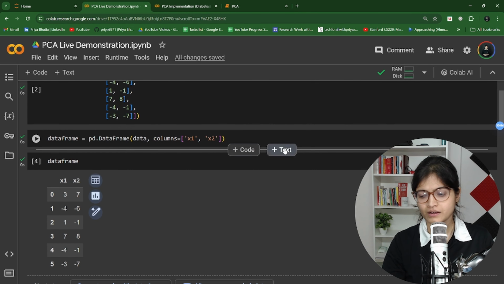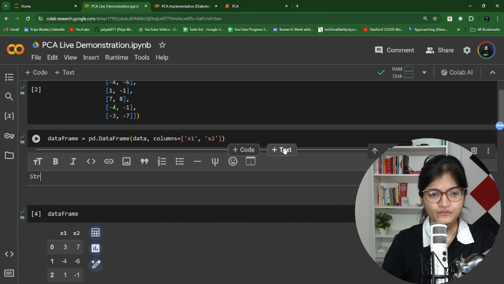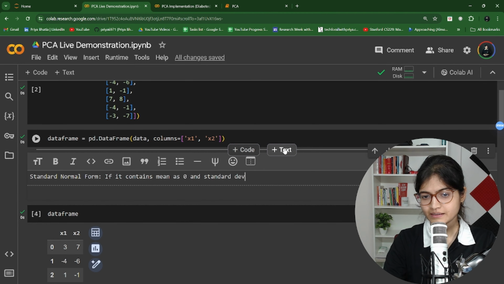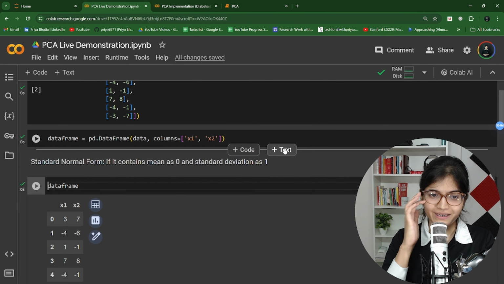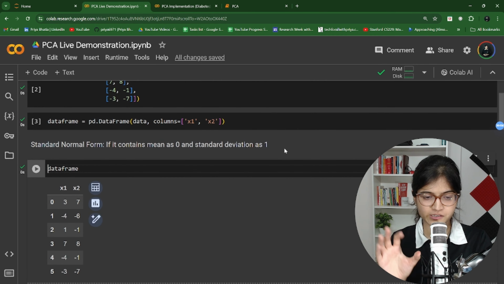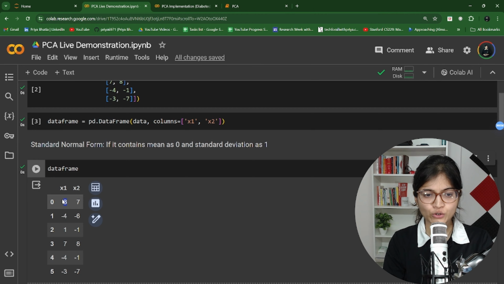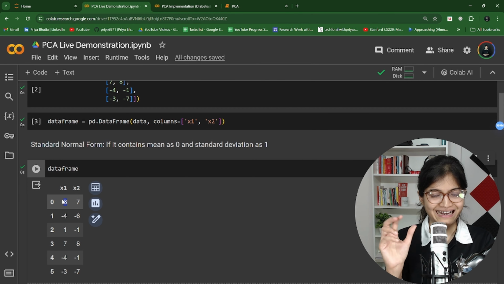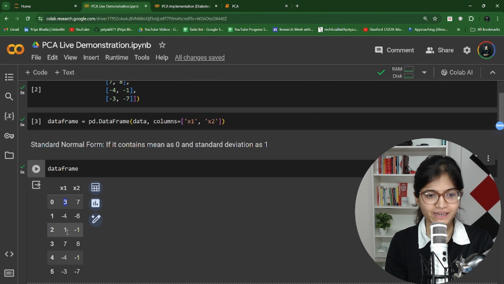You all know, right? Any particular data is in standard normal form if it contains mean as 0 and standard deviation as 1. I hope you all know. Now, it's a very small data, I have just a few data points available here, just 6. So maybe you can add the x1 values and take the average of that. See, 3, -4, 1 and 7.